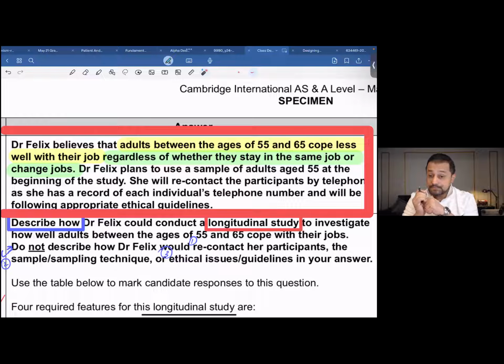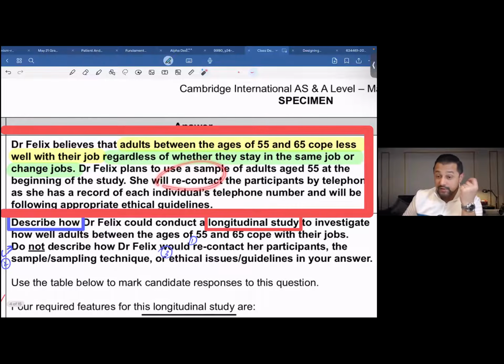Now, taking this ahead, she will recontact the participants by telephone, right? That's additional information that we have. Remember when I said every word over here has to be taken seriously? She will recontact the participants by telephone as she has a record of each individual's telephone number and will be following appropriate ethical guidelines. So we understood the first part, we understood the second part, and the third part over here: she will recontact the participants. Of course, if you're talking about individuals who are 55, what I understand so far is that these individuals would probably be contacted again.